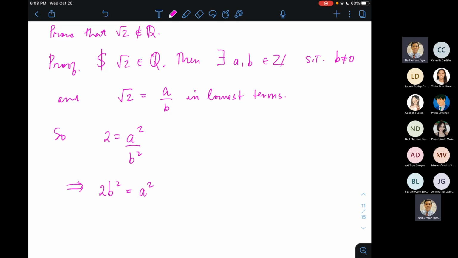Nag-stuck ba yung screen ko, guys? Or kita nyo pa ba? Hindi ko siya makita sa monitor ko.